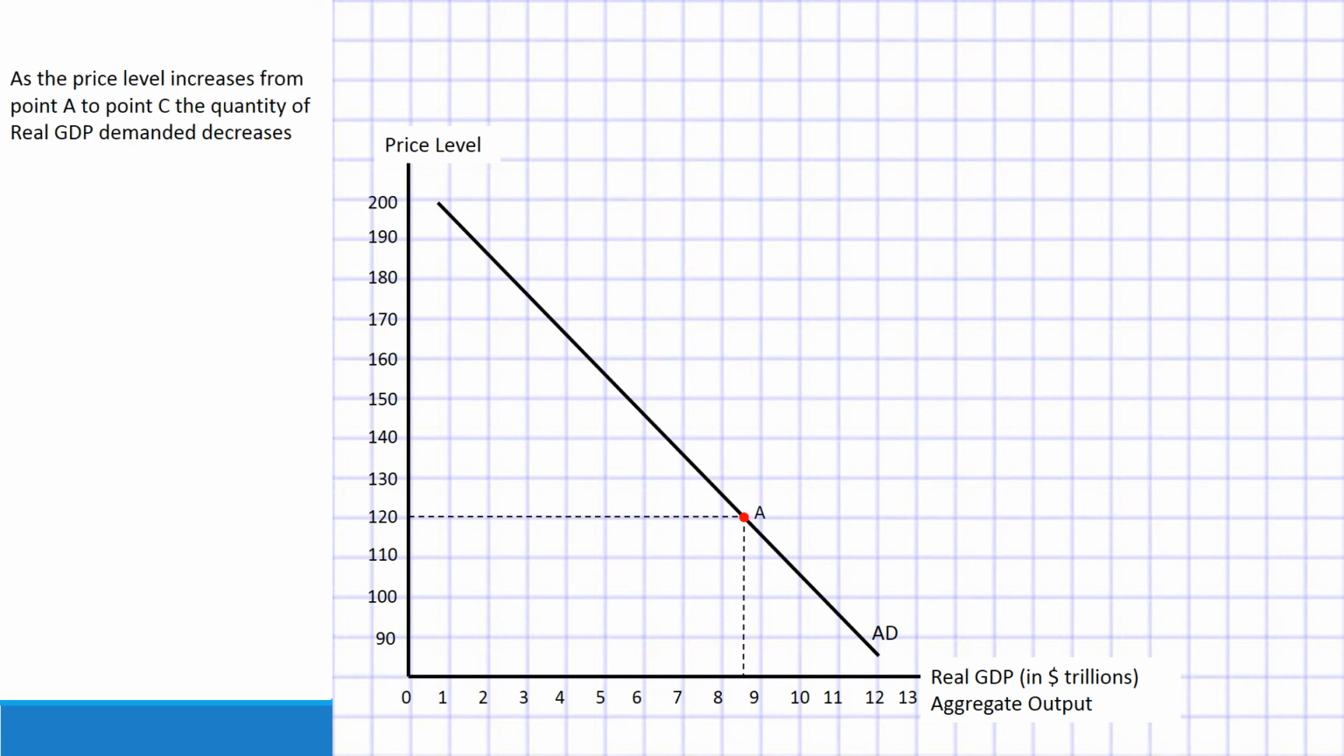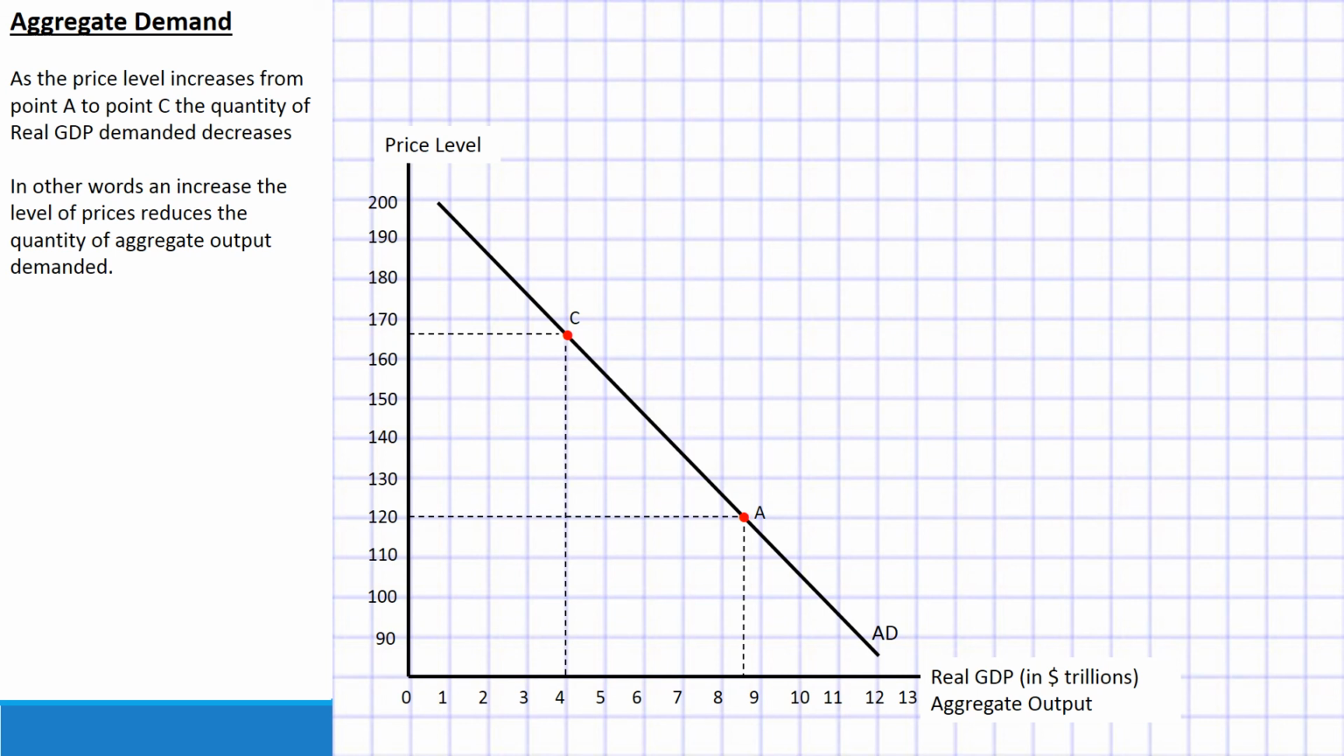Now, as price increases from point A to point C, what we see, of course, is the quantity of real GDP demanded decreases. So when we get to C, which is up here, notice what's happening. As price levels increase, the real GDP demanded goes down, and that's the law of demand. It applies in markets and also within aggregate markets, which is the whole market, the same way. So moving from A to C, an increase in price levels causes a decline in the demand for real GDP. In other words, an increase in the level of prices reduces the quantity of aggregate output demanded.